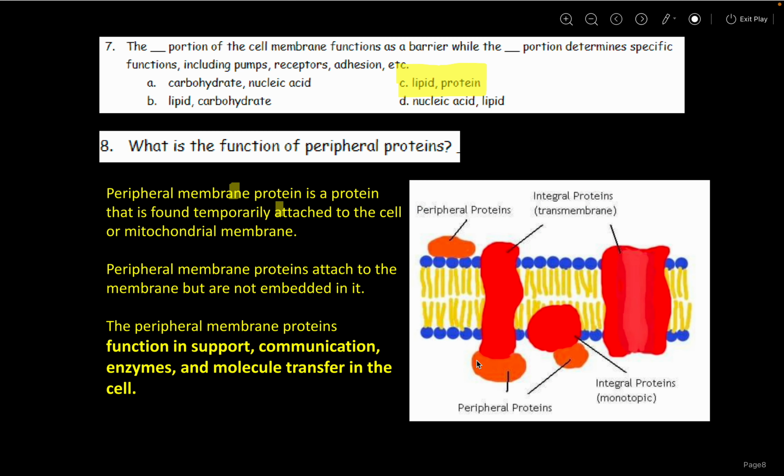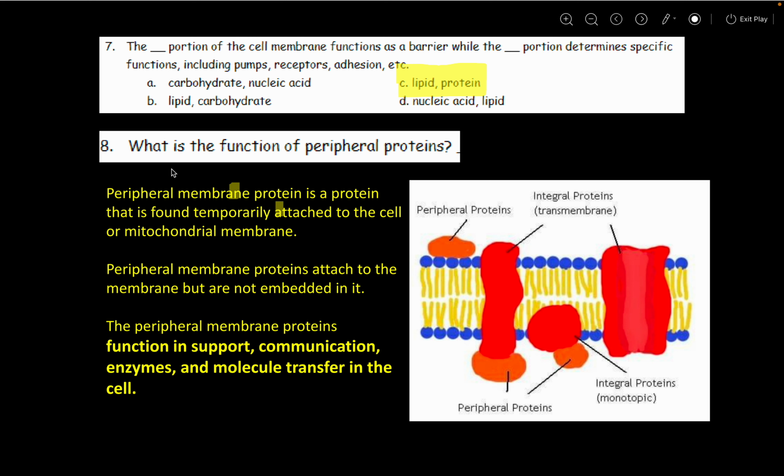All right. For number 7, the blank portion of the cell membrane functions as a barrier, while the blank portion determines specific functions, including pumps, receptors, and adhesion. The answer for that is lipid and protein. So I hope that you got it right.